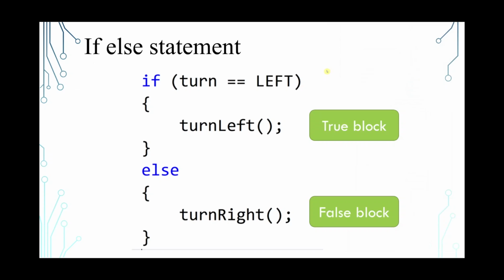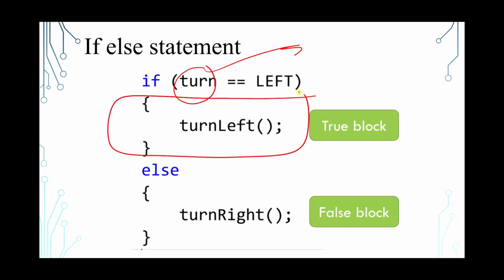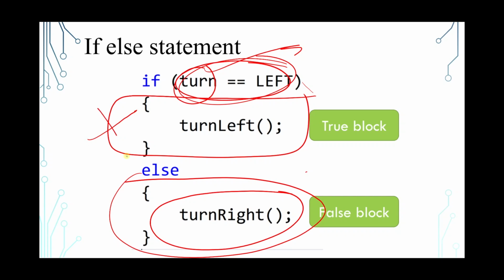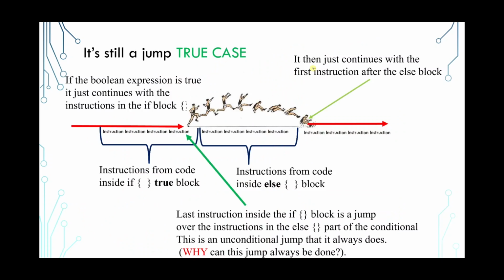So it's like if the turn equals left, and the turn is again a Boolean variable, and this is called the true block because this is executed when the condition is true, and this one is called the false block because you would skip that block and do this if the condition is false. So you would skip this block and you would perform this one if this condition is false. This is why we call it the false block. So again, it's still a jump. Now, you have to perform a jump in the if else, no matter what. You either jump over the first block, which is the true block, or you jump over the false block if the condition is true.